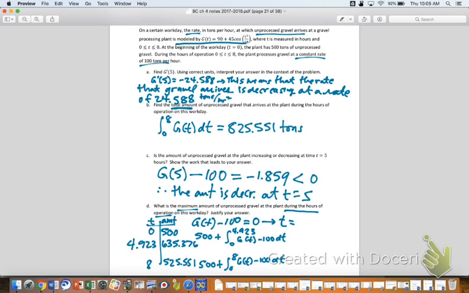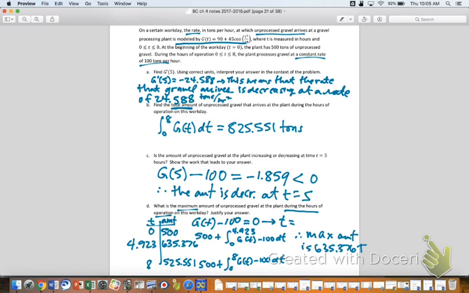Hey, one note that I want to let you guys know. Of course, we're looking for maximum amount. So what is the maximum amount? 635, yep. Maximum amount is 635.376 tons.